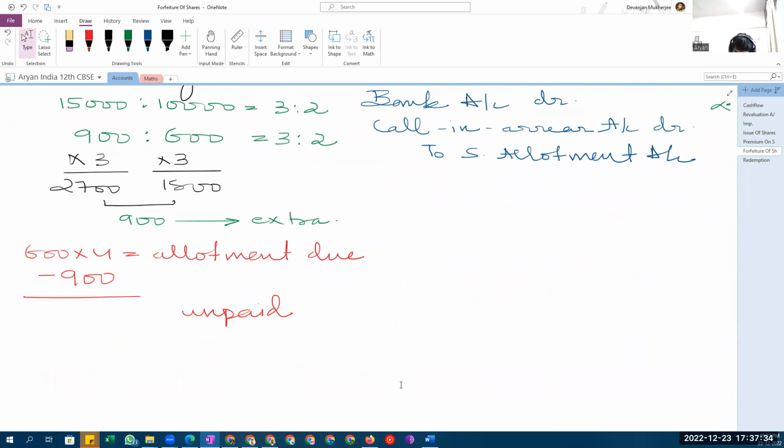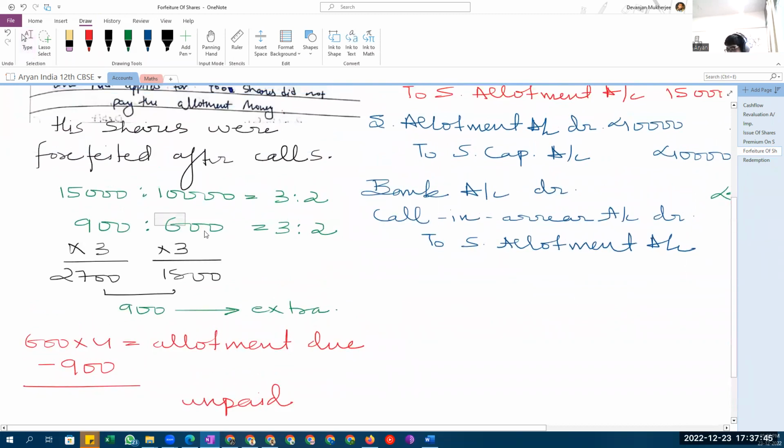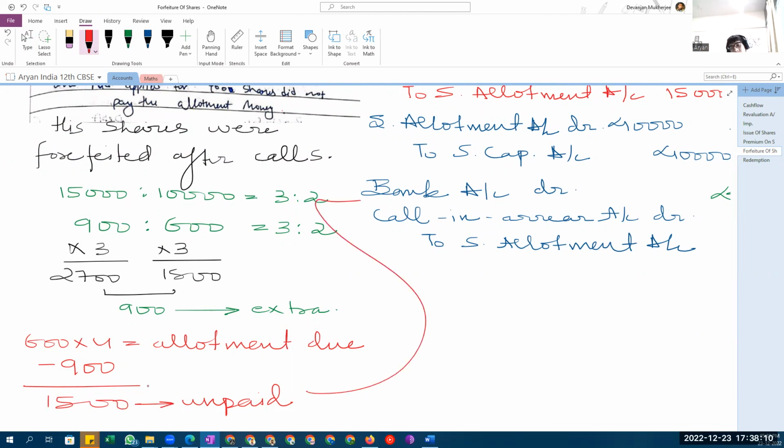I have a doubt. When we calculated his allotment share, we did it on the basis of the allotment, the 600 shares that he has been allotted. So his allotment due is calculated on that allotted amount, 6 fours are 24, 2,400 minus 900 is 1,500. So 1,500 is unpaid during the allotment, and this is the amount that will come here.